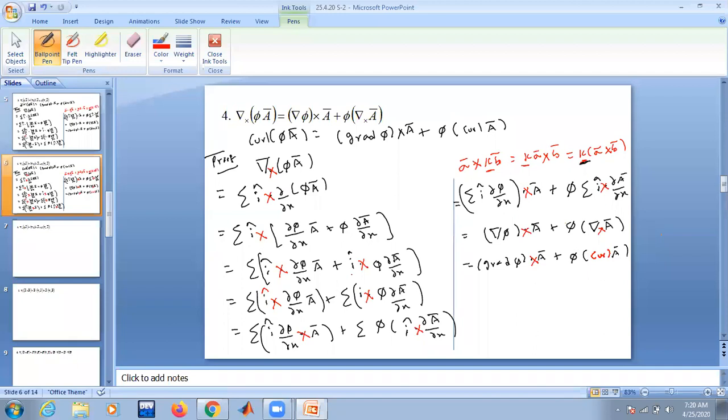Is this clear? So this result is just similar to the previous result. Shall I proceed? Okay.